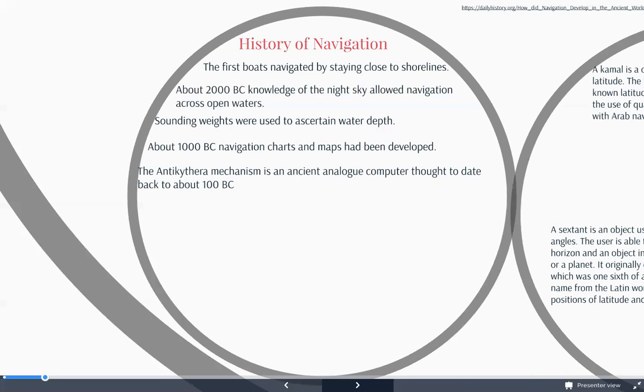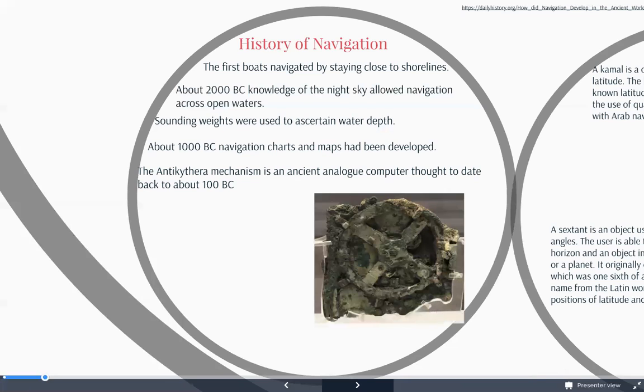You also have an interesting little thing I like to throw in, this Antikythera mechanism, which was found around 100, thought to date to about 100 BC. It's this little thing found at the bottom of the Mediterranean, which appears to be a navigation device. And around that time you're probably talking about the Romans, about 100 BC. So there was some interesting stuff going on there.